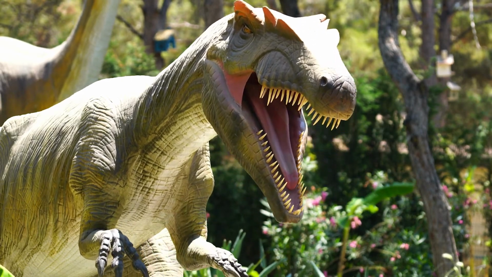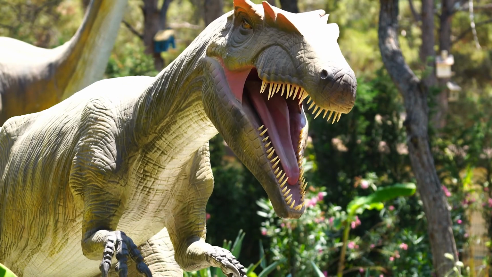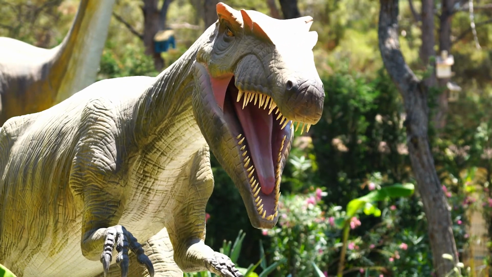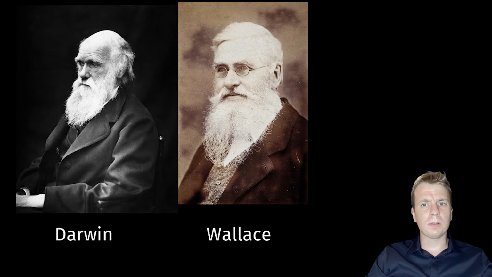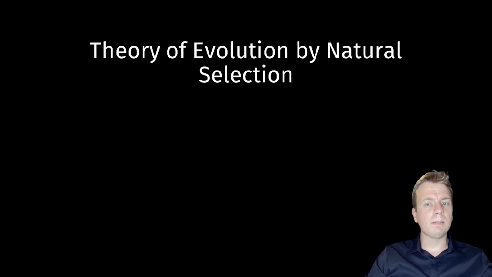Why do we see such high numbers of different and diverse species in the environment? This was a really important question in the 1800s. Two men, Alfred Russel Wallace and Charles Darwin, independently devised a theory that explained how species arose and how they change through time: the theory of evolution by natural selection.